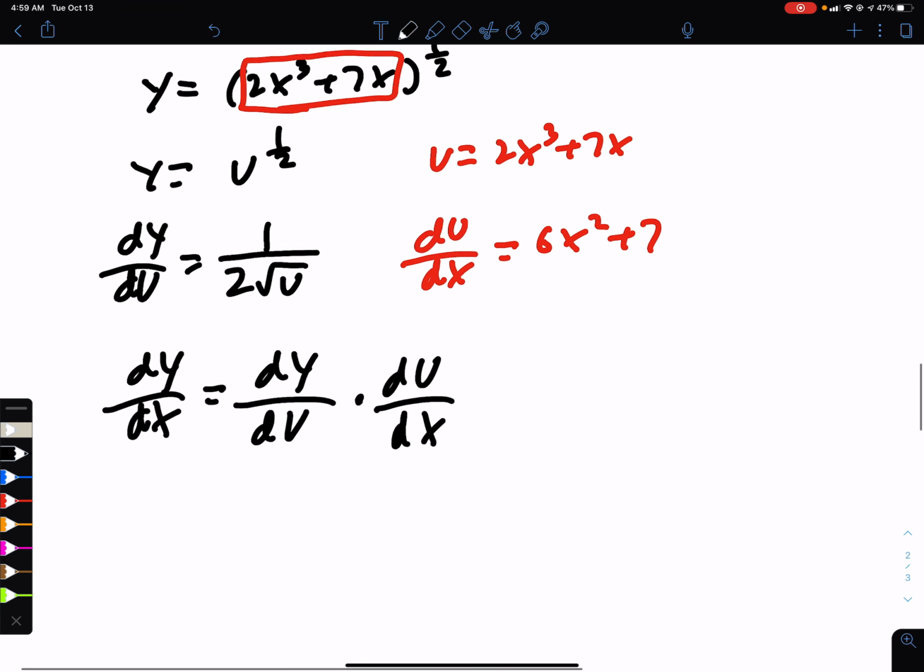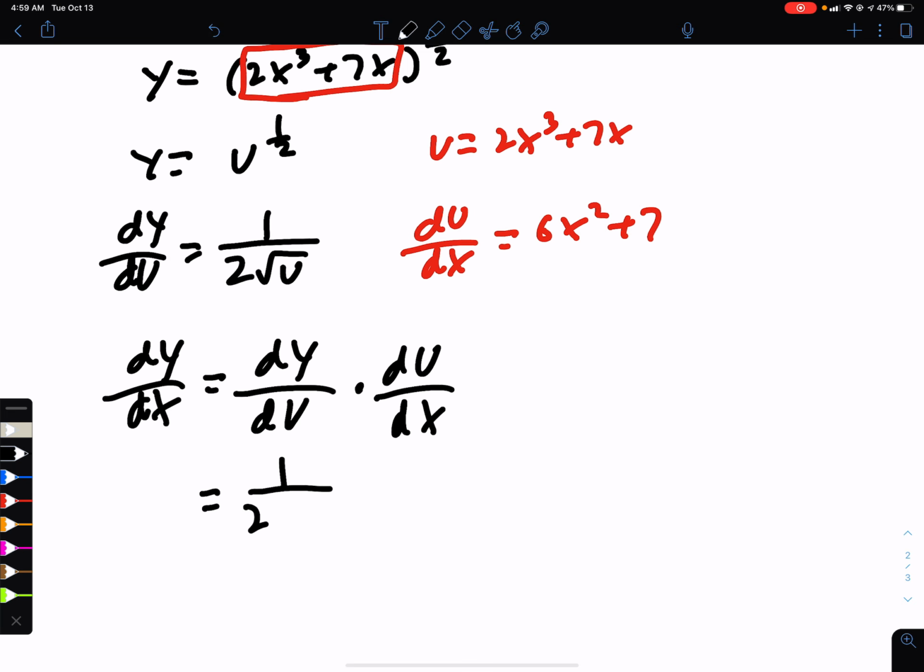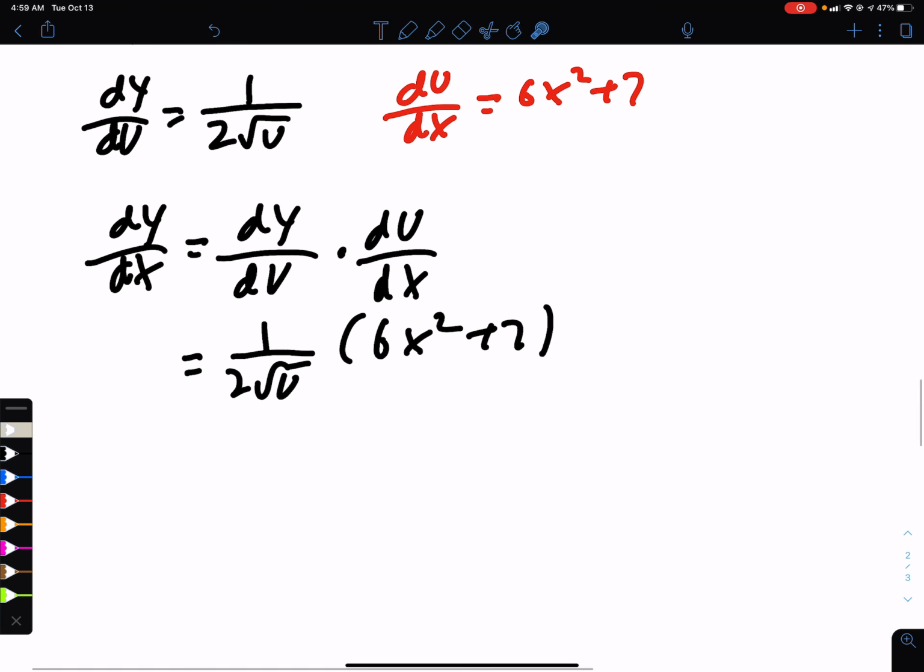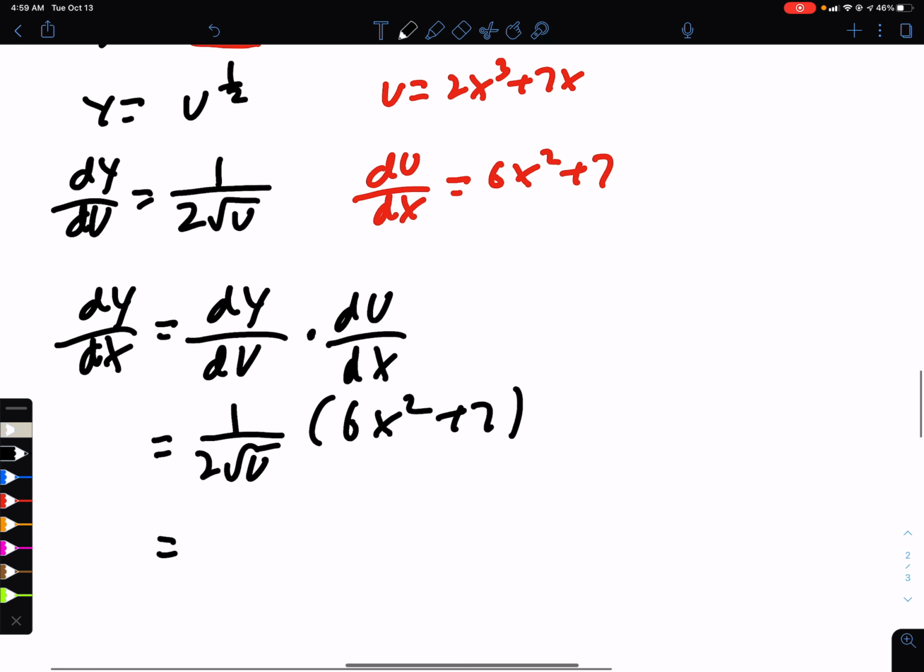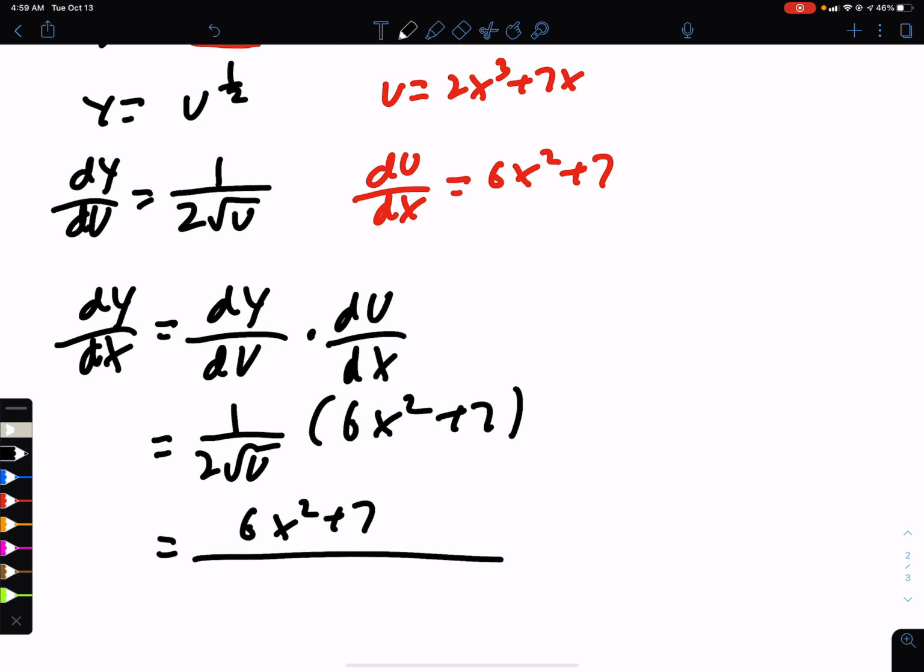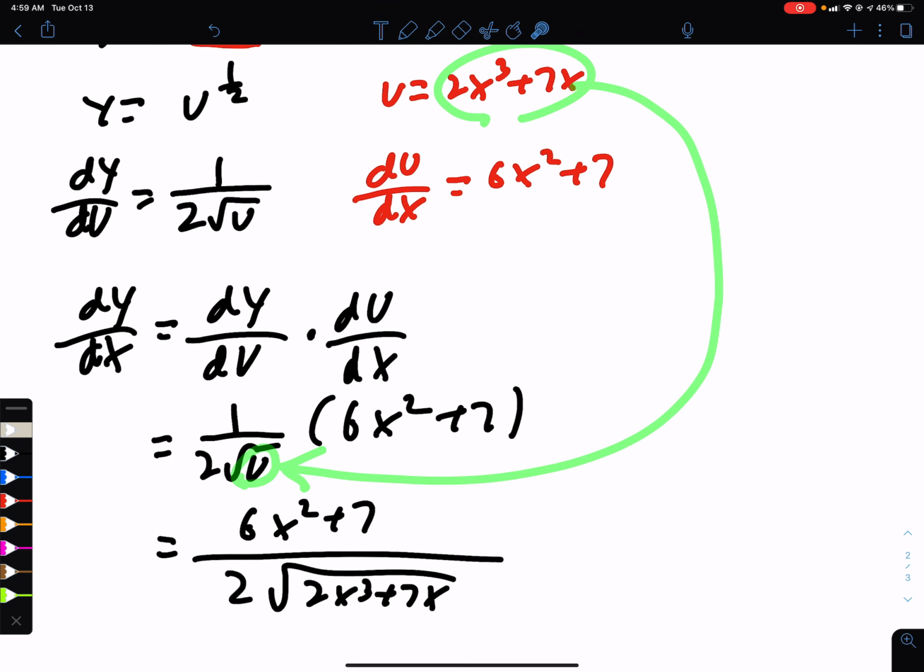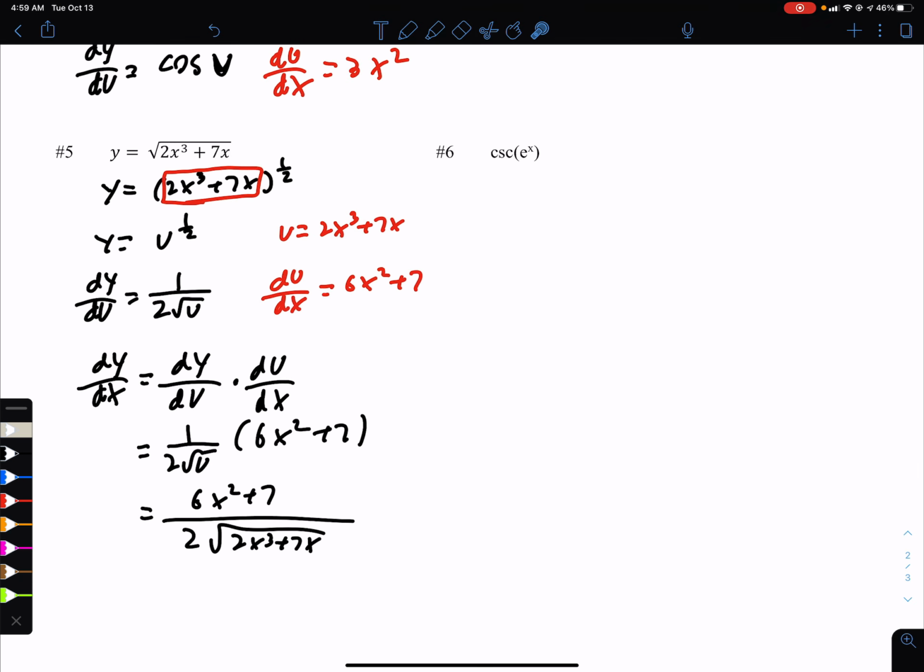Let's go ahead and substitute in. dy/du is 1 over 2 radical u. And du/dx, that's going to be 6x squared plus 7. And as always, my variable's x, and that's a u. I have to replace that u with its equivalent in x. So I will get this for my final answer: 6x squared plus 7 over 2 radical 2x cubed plus 7x. And again, what did I do? I replaced u with all of that. And that's the answer for number 5.